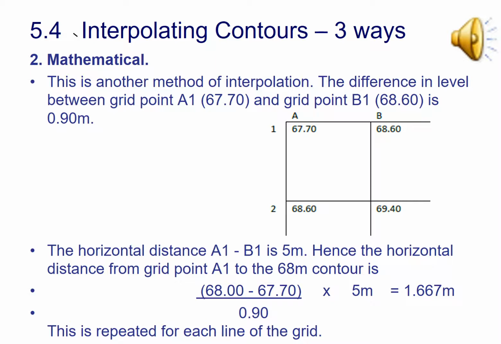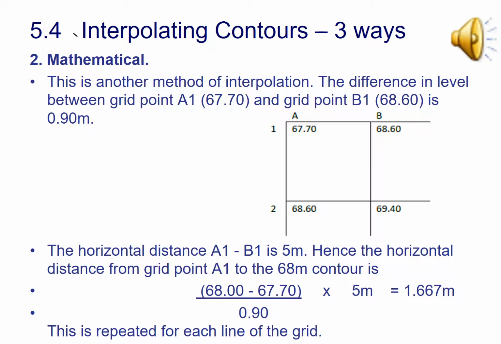Now we're going to look at the second way of interpolating, which is the mathematical way, and this is the way that I'd like you to do it in any examination questions or for your practical. So the mathematical way is a very accurate way of interpolating, and I want you to have a look at point A1, which has a level of 67.70, and point B1, which is a level of 68.60. Now we can tell these are elevations, but we can tell that the difference between those two elevations is 0.9 meters. So going from A1 to B1, the ground rises 900 millimeters, or 0.9 meters.